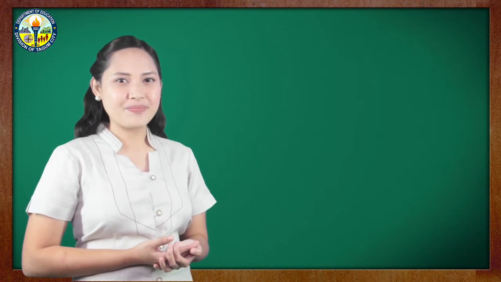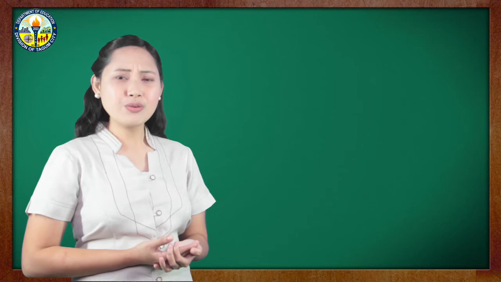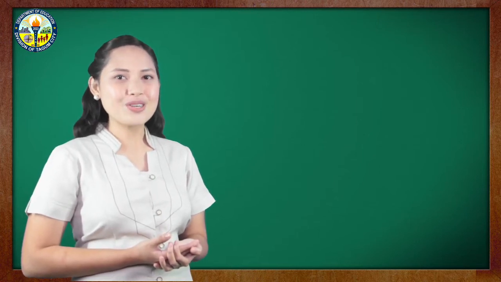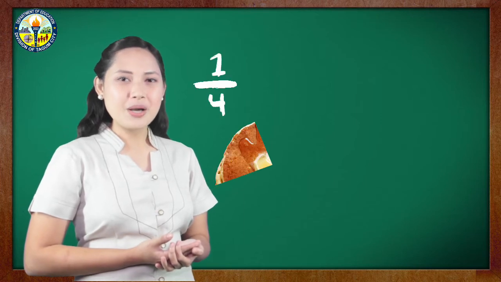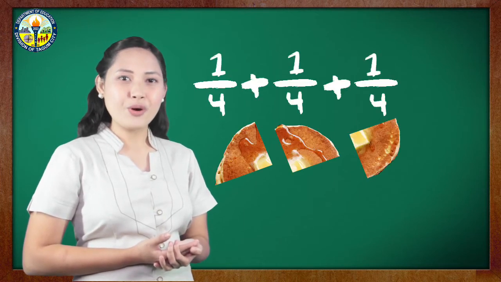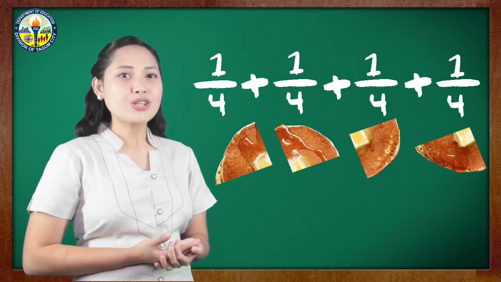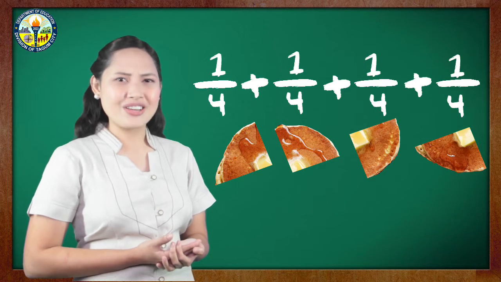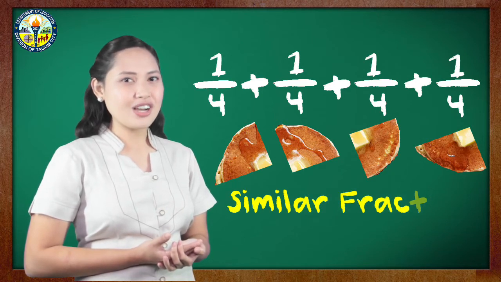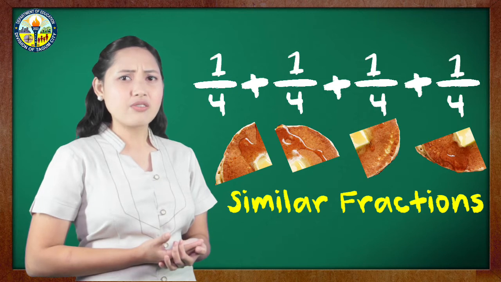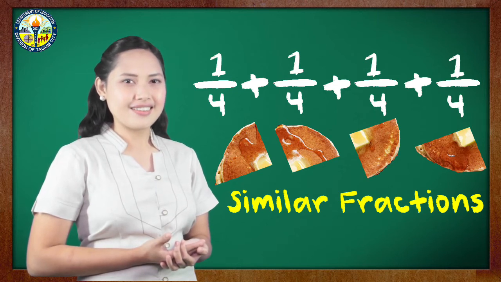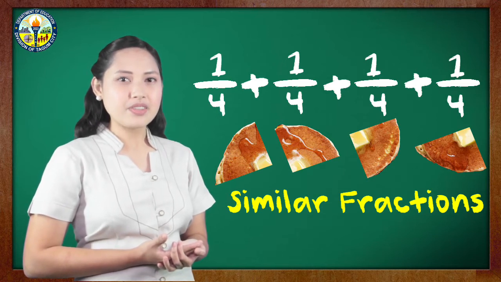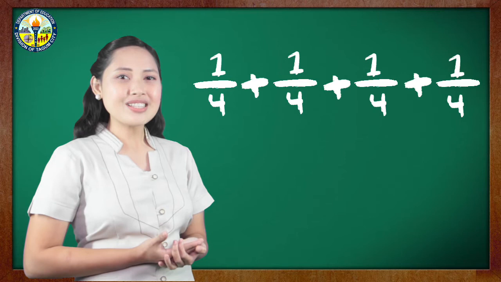Let's combine them. Mathematically, how do we do the combination? Let's add the 1/4s together. 1/4 plus 1/4 plus 1/4 plus 1/4. Do you recognize what kind of fractions are we adding? Very good! They are similar fractions. Why did you say they are similar? Correct! It is because the denominators are the same. It is 4. So what's the sum?